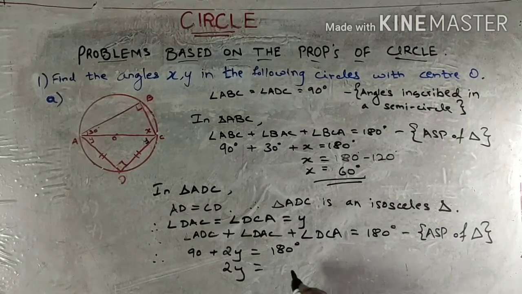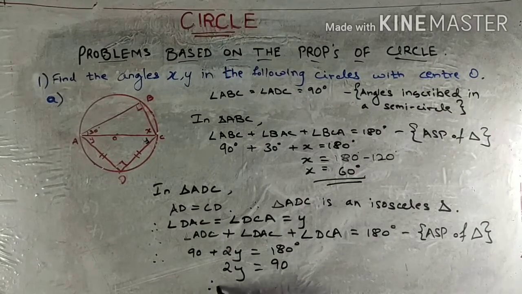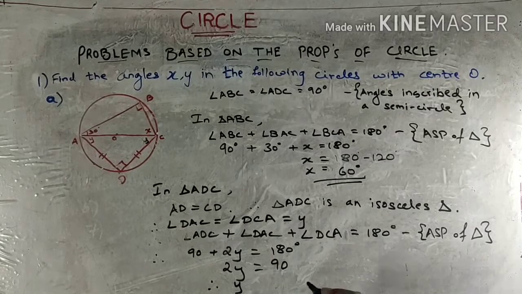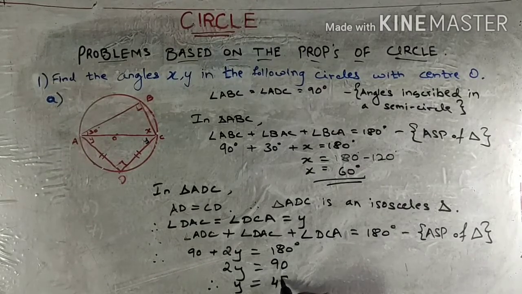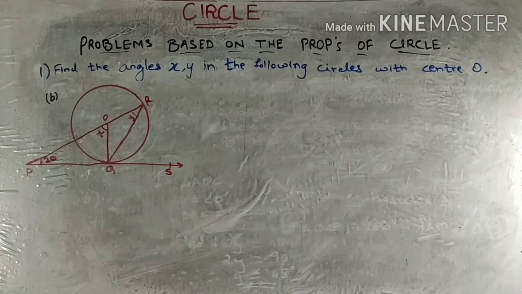subtracting 90 from both the sides, we get 180 minus 90, that is 90. Therefore, Y, dividing by 2 on both the sides, is equal to 45 degrees. With this, we have found both the values. X is equal to 60 degrees and Y is equal to 45 degrees. I hope that's clear with all of you. Okay, let's move on to the next question.